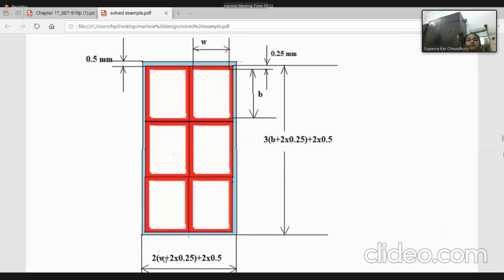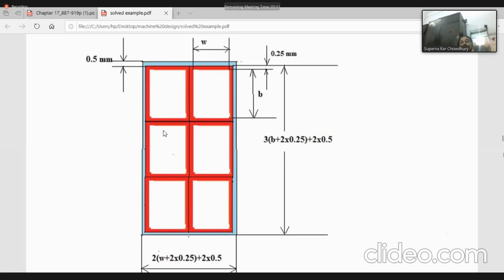if B is the individual conductor height and W is the individual conductor width, then the height of the total will be, in this case, B plus 2 into 0.25, that will be the insulated conductor, into 3 plus 2 into 0.5 on the outer side. Similarly, this will be 2 into W plus 2 into 0.25 plus 2 into 0.5. Now this is for 6 by 2 conductors. Accordingly, for the number of conductors you have, you can calculate this dimension.